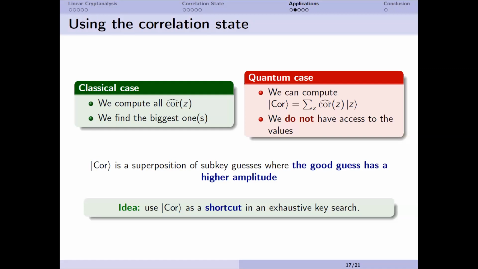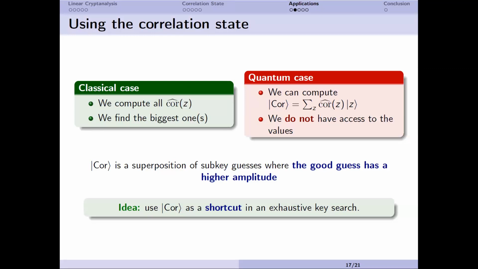Having the amplitudes here, having the correlations here is not that great. It would be great if we had them with the Z here, but we don't. They're only analog values. You can think of them as probabilities of measuring Z if you measure the state, but it's not like you can have access to them.